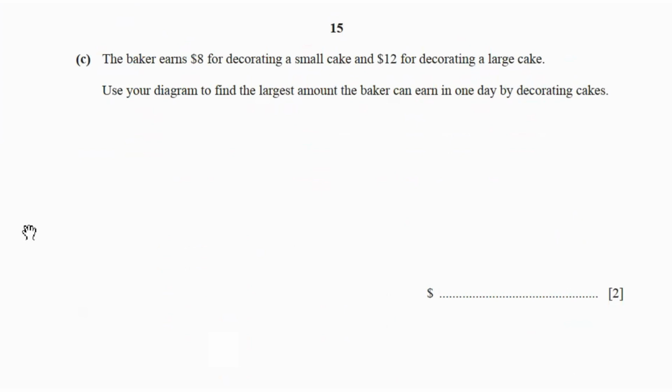Part C says the baker earns $8 for decorating a small cake and $12 for decorating a large cake. Use your diagram to find the largest amount the baker can earn in one day by decorating cakes.